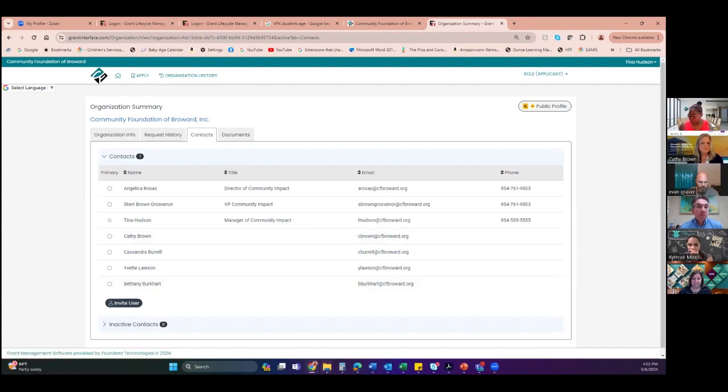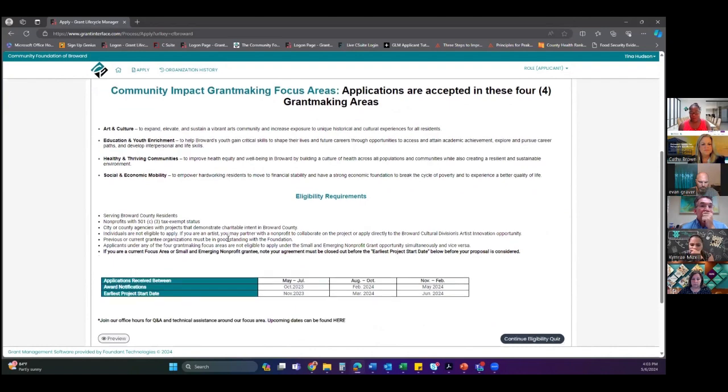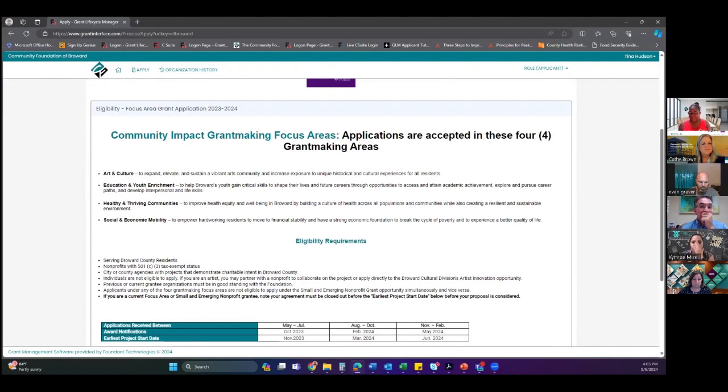So we can go ahead and take a venture into the focus area grant. When you come to your actual application page, this is what you're going to see when you hit apply. And like Kathy said, we're going to be merging everyone who is applying, whether you're in the small and emerging nonprofit grant program or you're applying for the focus area. All of it's going to be that focus area application, so we can get that really good, robust information when it comes to our indicators and things of that nature.